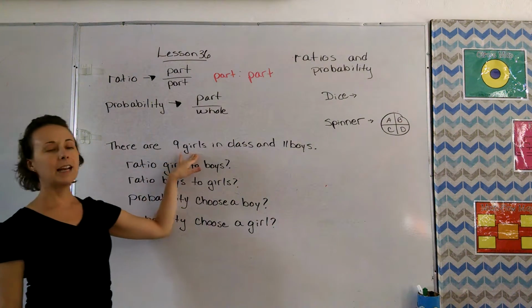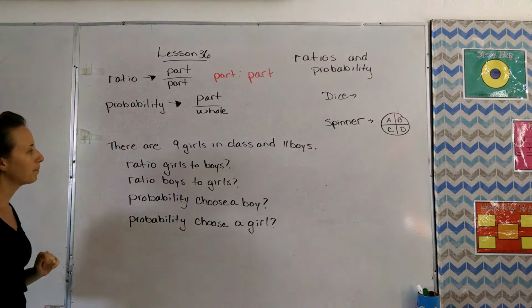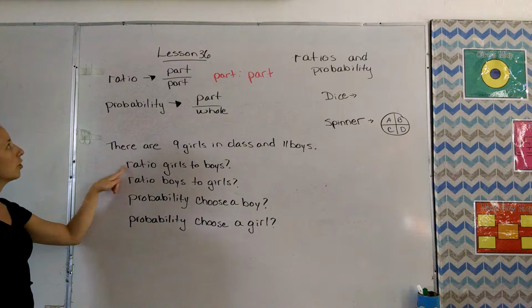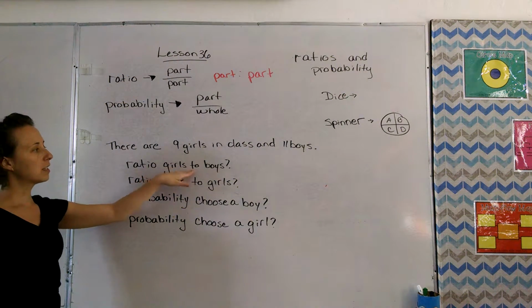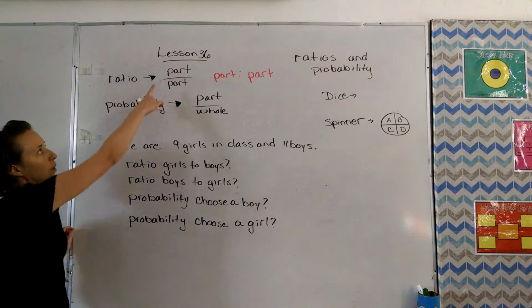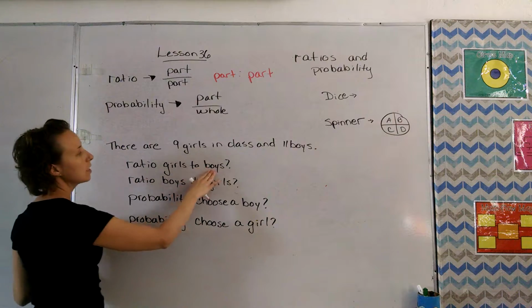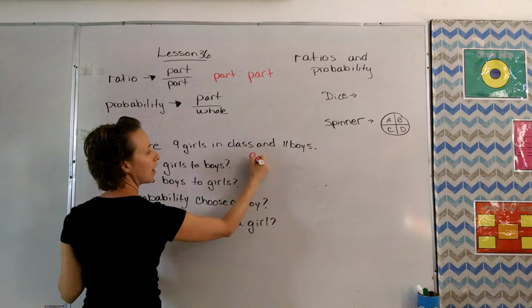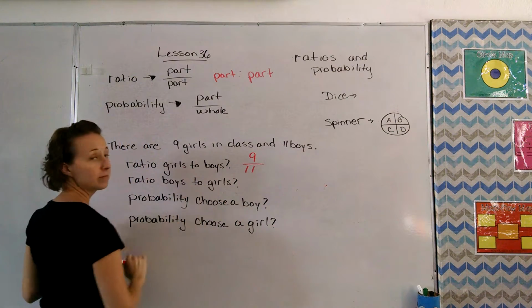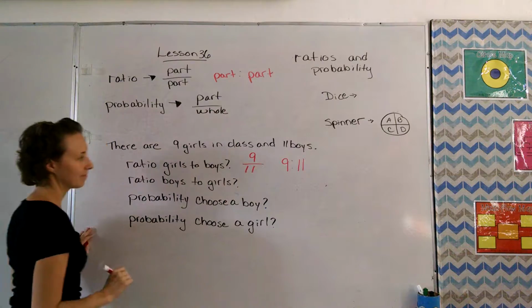Let's say there are 9 girls in our class and 11 boys. Okay, let's find the ratio, part to part, of girls to boys. I could write it this way, or I could write it that way. Girls to boys. There are 9 girls to 11 boys. That I could write as 9 to 11, or as 9 to 11.